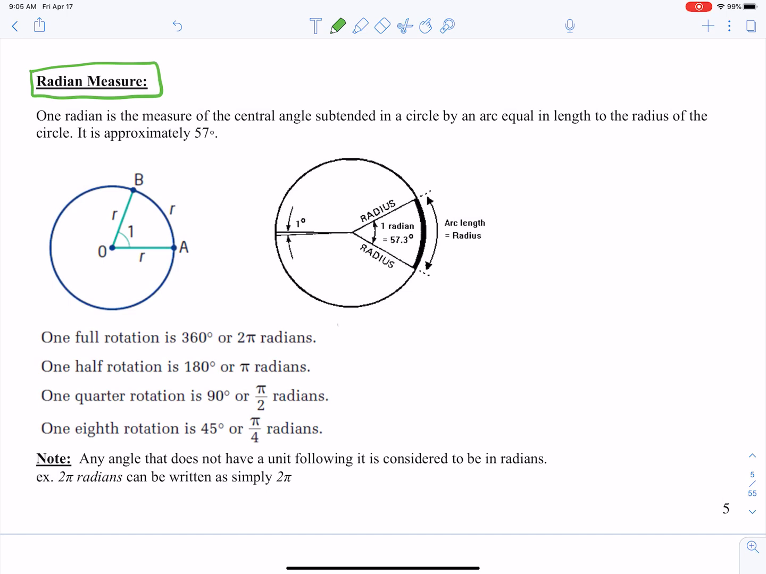Just like when we take a look at, how far is it from Edmonton to Calgary? We can measure it in either kilometers or miles. So with angles, we can measure them in either degrees or radians.